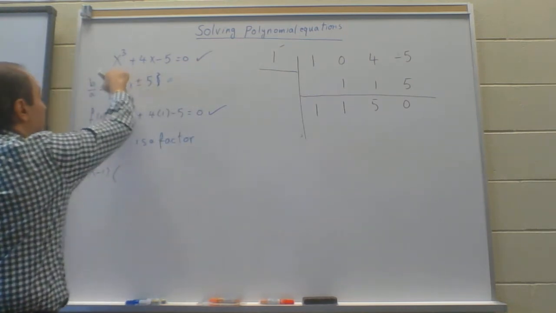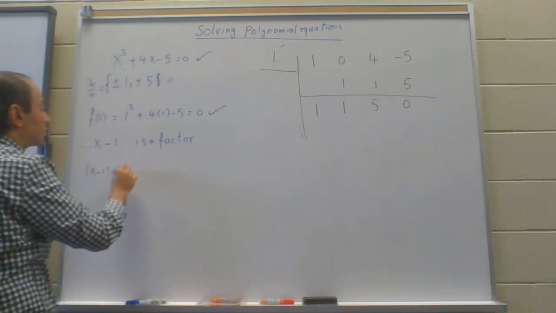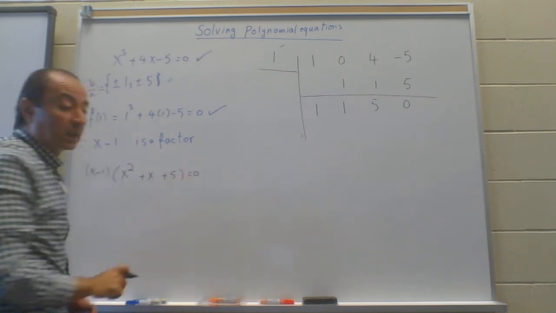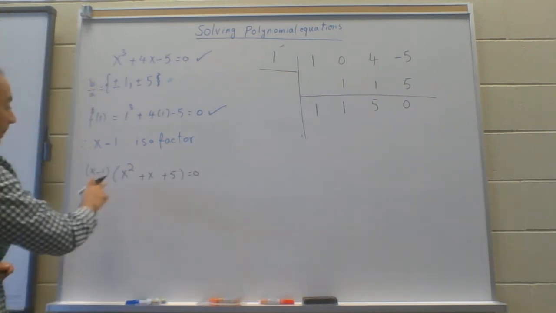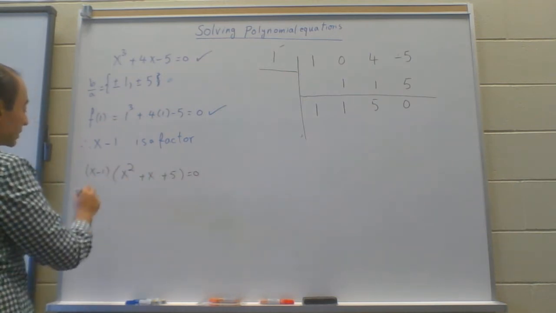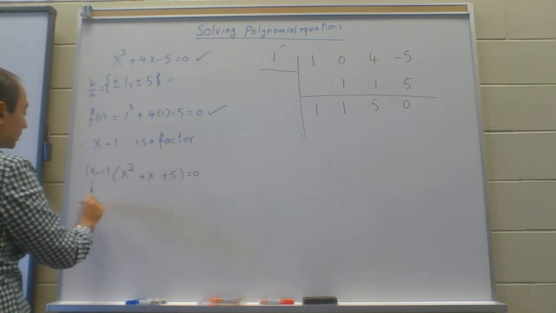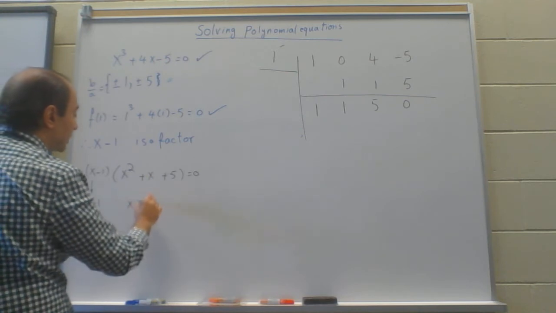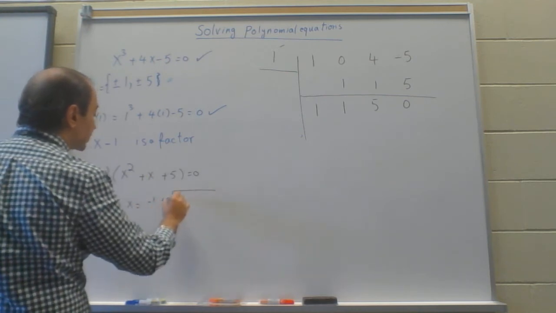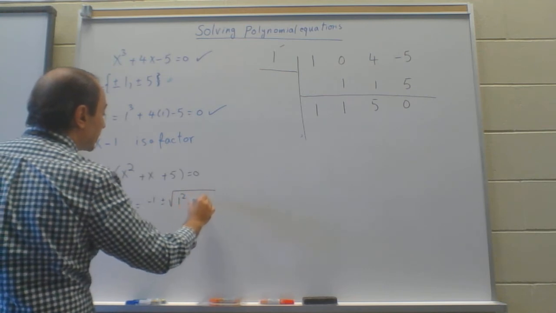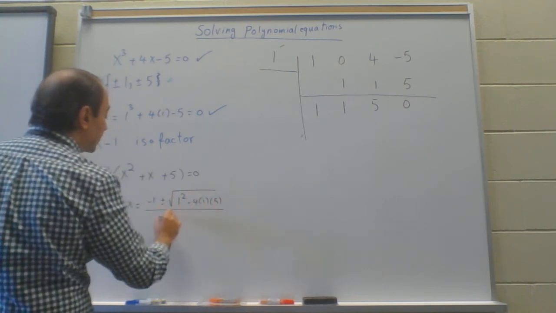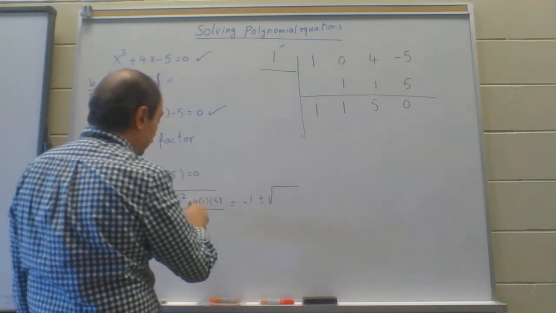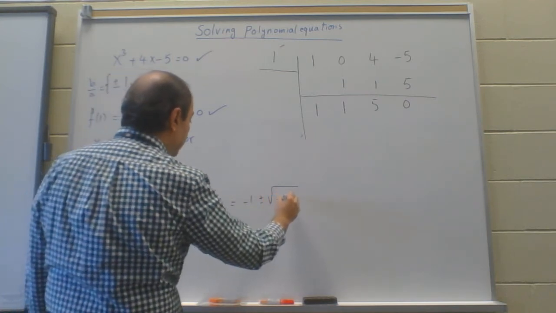I'm dividing something cubed by something of the first degree, so the result has to be x squared plus x plus 5 equals 0. Now, when I look at this, I find that I cannot factor this. So I have 1, 0 here at x equal 1. And for this one, I will use the quadratic formula. So x equals minus b, so minus 1, plus or minus square root of b squared, so 1 squared minus 4 times 1 times 5, over 2a, over 2 times 1. This is square root of negative 19, over 2.